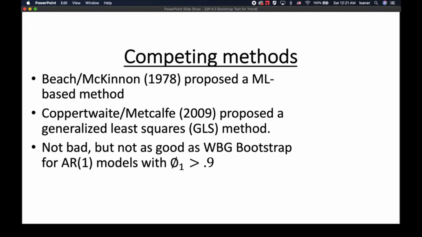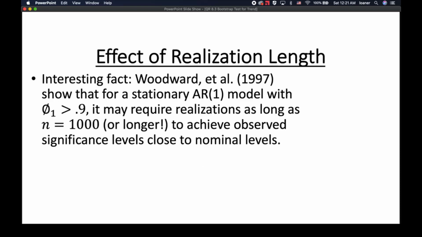There are some competing methods. Beach and McKinnon in 1978 proposed a maximum likelihood based method. Very popular authors, Copperthwaite and Metcalf in 2009 proposed a generalized least squares method, GLS method, that is not bad. Neither of these are bad, but we've shown by simulation results that they're not as good as the WBG Bootstrap for AR(1) models with phi1 greater than 0.9. When phi1 is greater than 0.9, that's where things get tricky, and it's easy for other tests to not do as well as this test does.